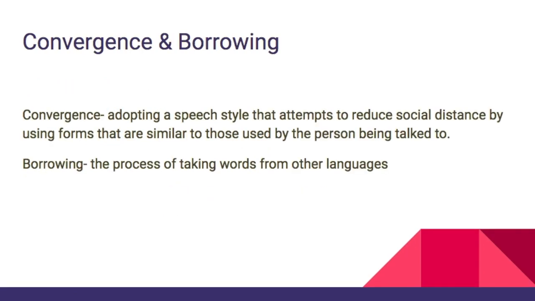I know we talked about borrowing in class, and I'm pretty sure we talked about convergence, but I'll just give a quick breakdown. So convergence is adopting a speech style that attempts to reduce social distance by using forms that are similar to those used by the person being talked to. Basically, what that means is, for example, if a foreigner goes into an area where a different language is spoken, they will start to adopt some grammatical similarities, some lexical similarities in order to bridge the social gap, or bridge the communication gap, the language barrier.